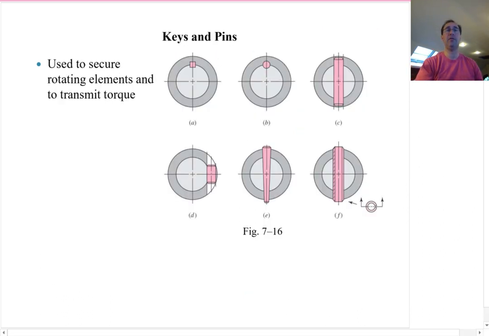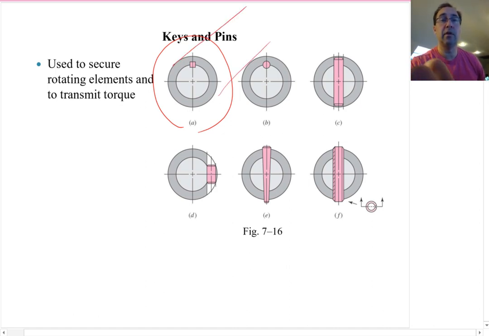Other than that, we have keys or pins. This is going to be the most common, just the square key. If we were to extend this, the key has a length. Let me make it a little shorter. Okay, so the key will have a prescribed length.